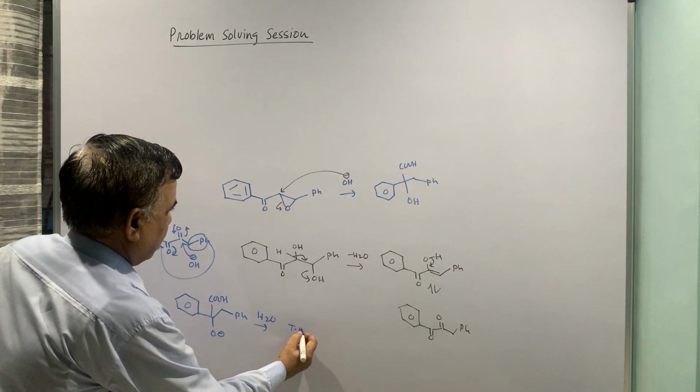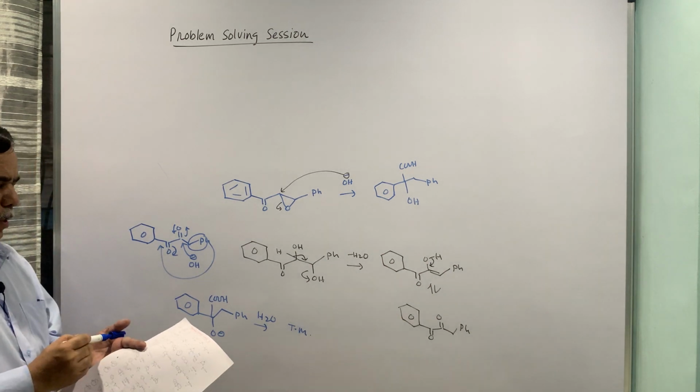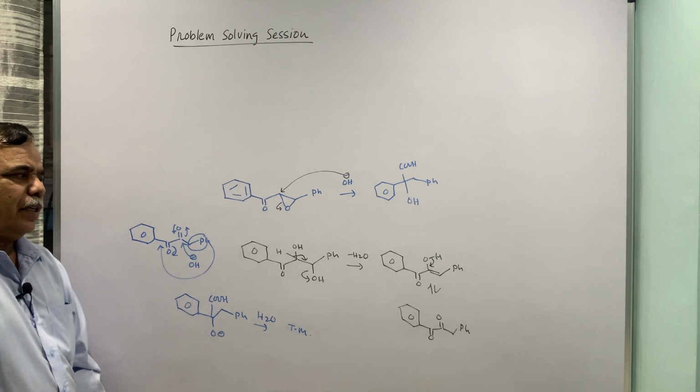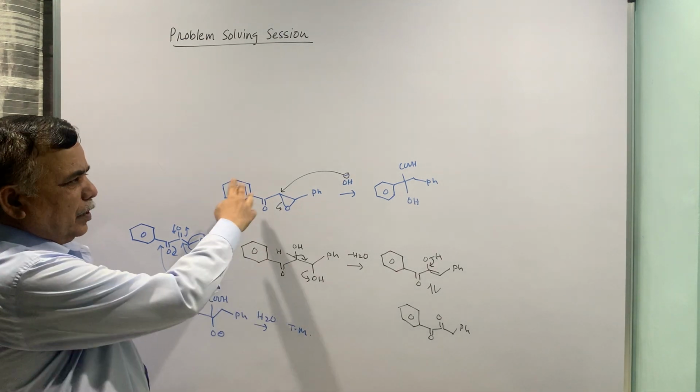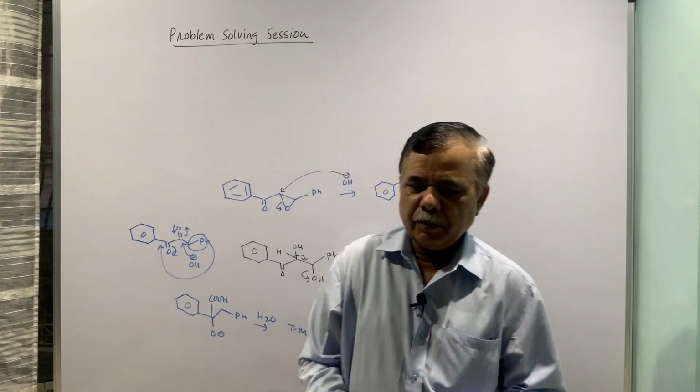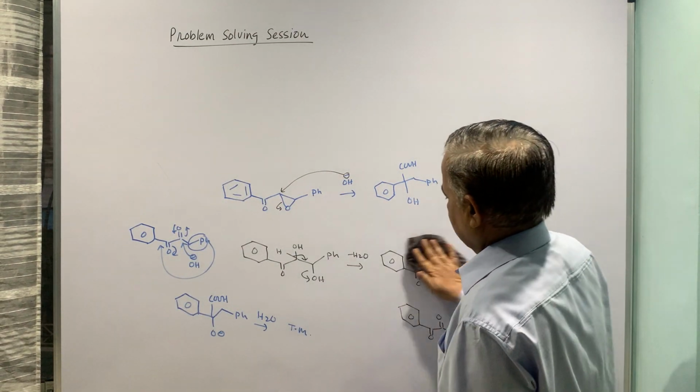I am not drawing the product. So, this is your classical benzilic acid rearrangement, but you have to get the diketone first with this kind of epoxide opening sequence, and then only you will be in a position to show the mechanism for the same.